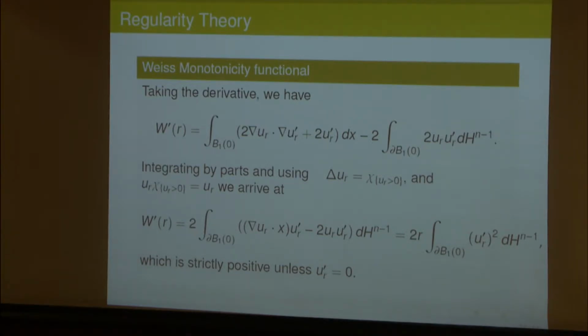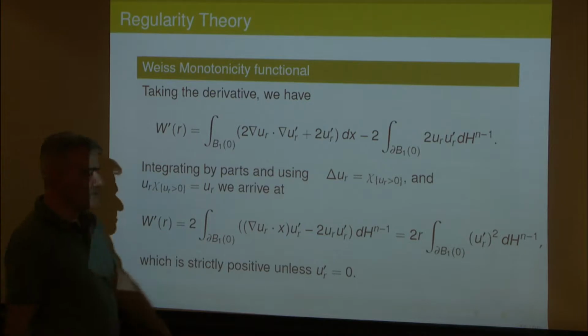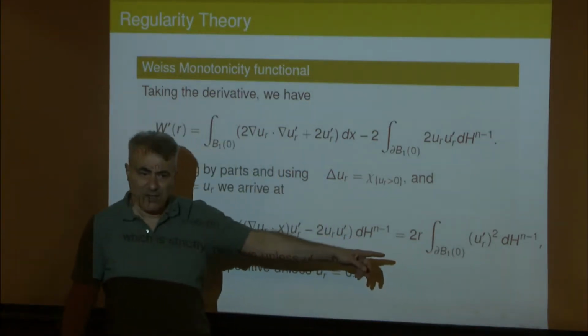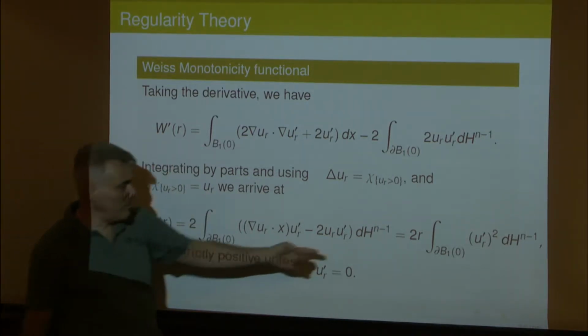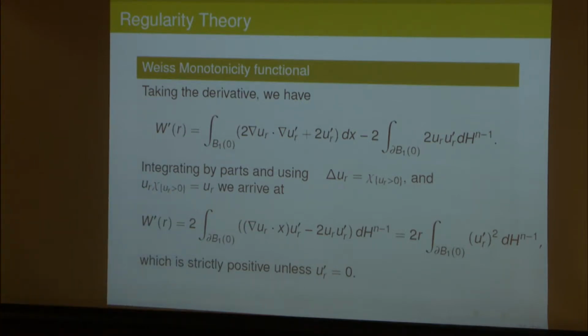Now, if the function is homogeneous of degree 2, this is 0. That's what we said. Everything here is equality, I haven't changed anything. The prime goes all the way through and becomes this. So if u_r is homogeneous of degree 2, the integral is 0. It means that W' is 0. So for homogeneous degree 2 functions, it is 0. It's monotone, strictly monotone. It strictly increases unless it's homogeneous of degree 2.